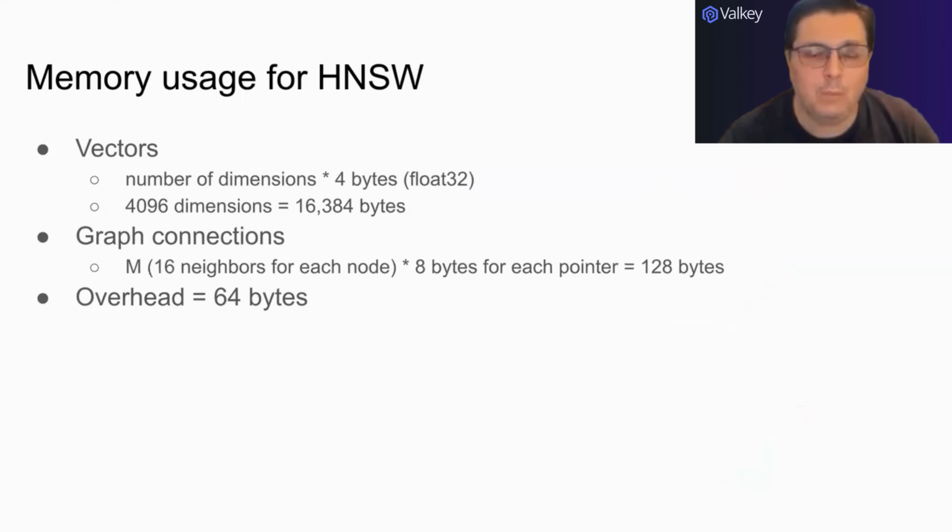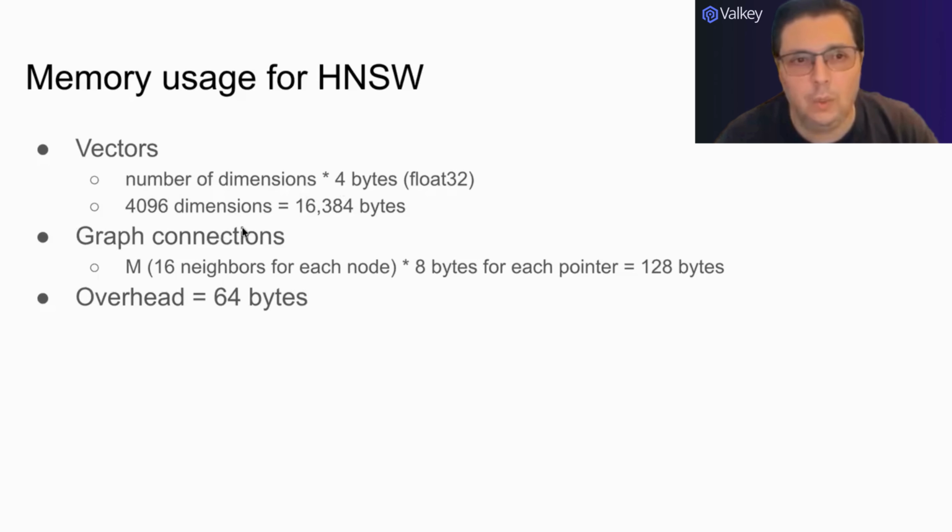So for example, when I prepared for this presentation, I first used a local model called TinyLlama, which gives me 2,000 dimensions. And it wasn't very accurate. I switched then to another model which gave me 4,000 dimensions, and I could see the difference in search results. So each dimension is a float 32, which is 4 bytes. So if you have 4,000 dimensions, that is 16 kilobytes just for that vector.